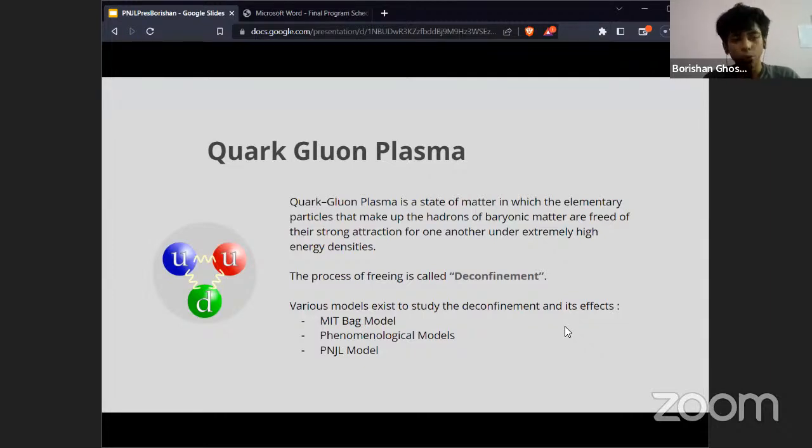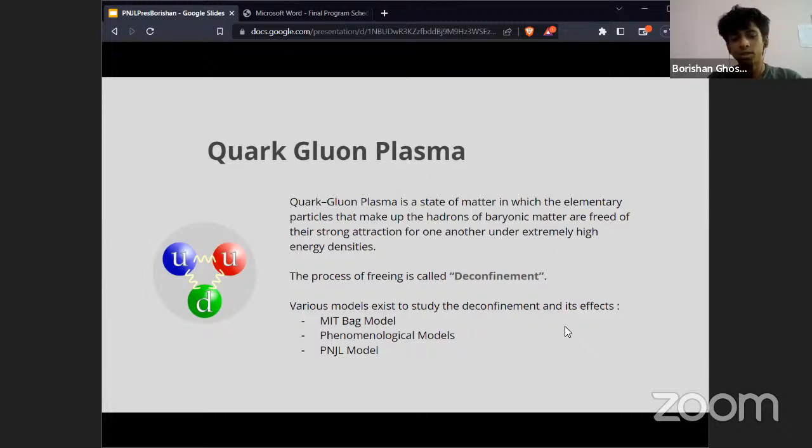We know that protons and neutrons consist of quarks, which are held together by gluons. So the quark gluon plasma is a state of matter in which all of these quarks and gluons exist in an unbound state, where they freely move around each other. And this process of freeing from the bound state, in which they exist in protons, neutrons, and other hadrons in general, is called deconfinement.